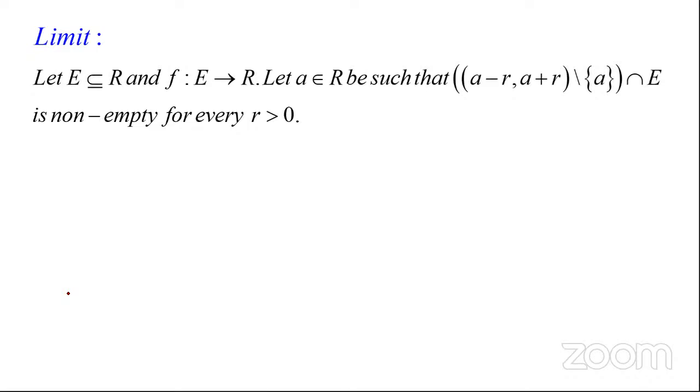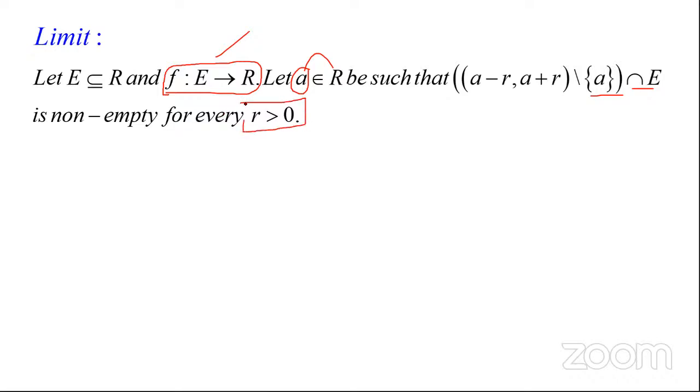Limit. Let E be a subset of or equal to R, where R is the set of real numbers, and let f map E to R be a function. Let a belong to R, such that the set (a minus r, a plus r) intersection E is a non-empty set for every r greater than 0.